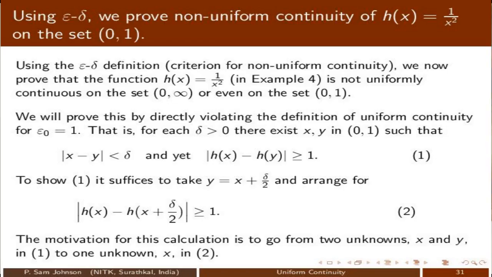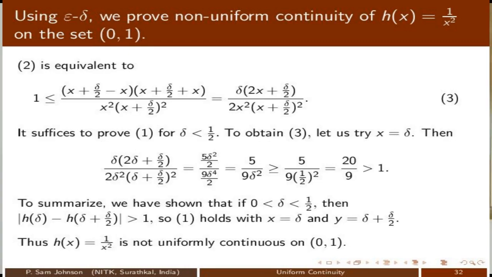So here we were able to identify one epsilon naught, and for any delta in the interval 0 to 1 by 2, we could find two points, delta and delta by 3 delta by 2, such that modulus of h of x minus h of y is greater than or equal to 1. Therefore, this function is not uniformly continuous on the open interval 0 to 1.